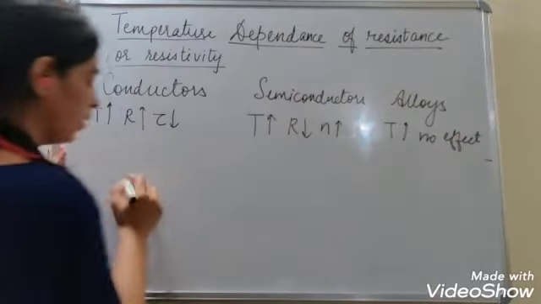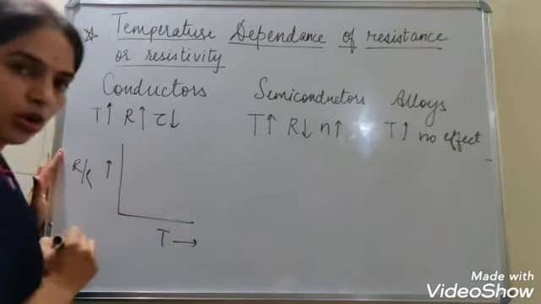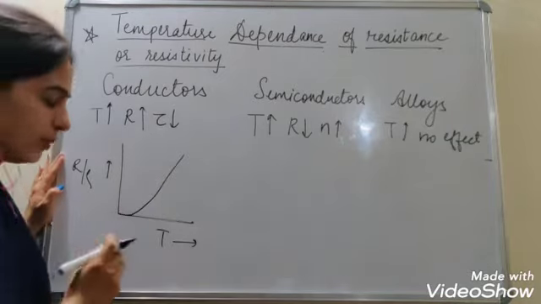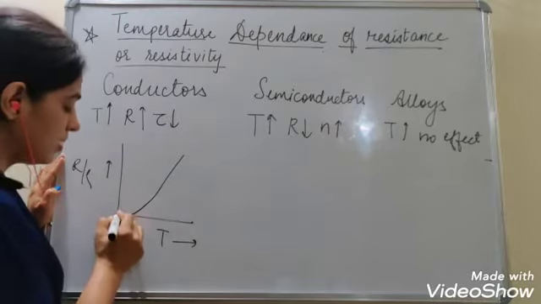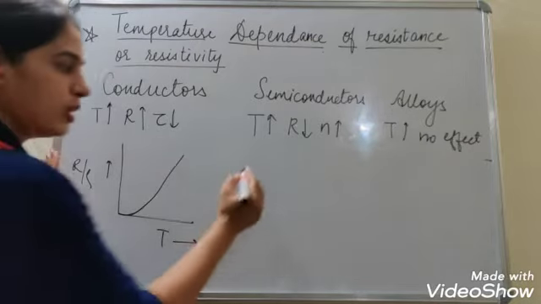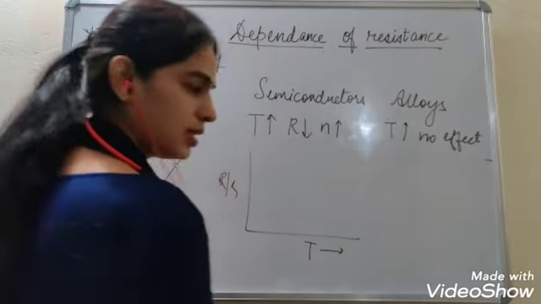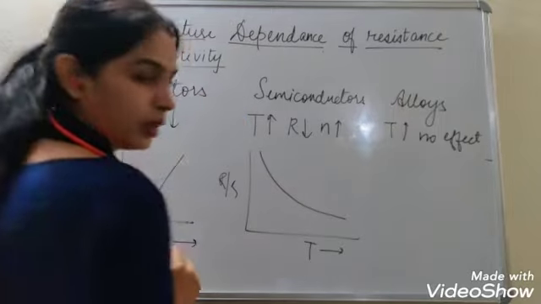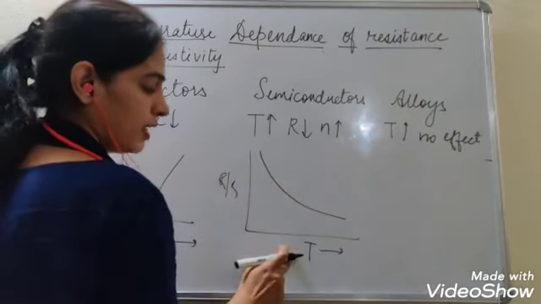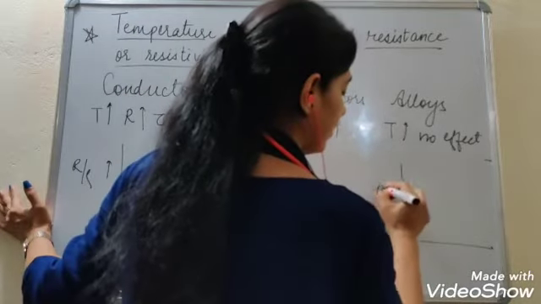If we want to plot resistance or resistivity versus temperature on a graph, then for conductors, when temperature increases, resistance increases. It's quite a linear dependence. This is the graph for resistance or resistivity versus temperature for conductors. For semiconductors, resistance or resistivity versus temperature will be a downward parabola, because when temperature increases, resistance goes on decreasing.